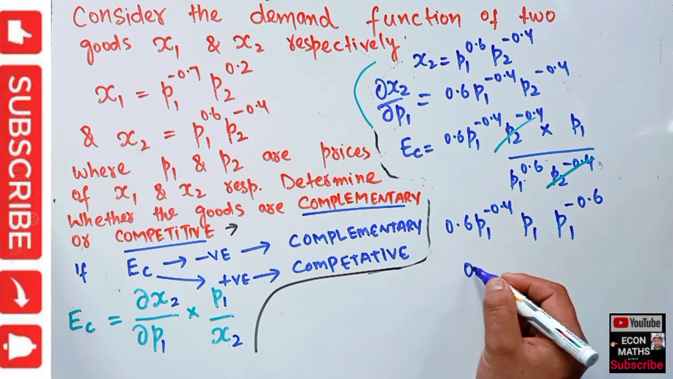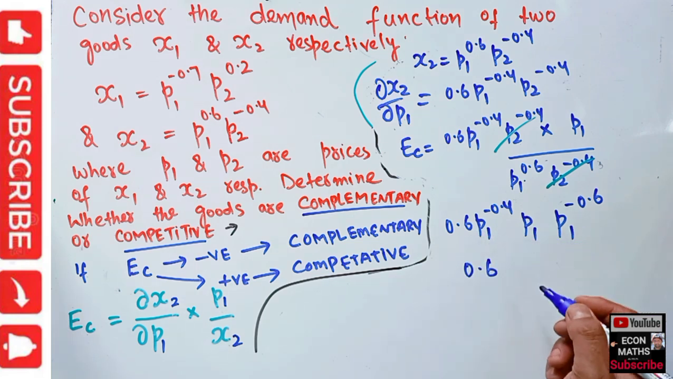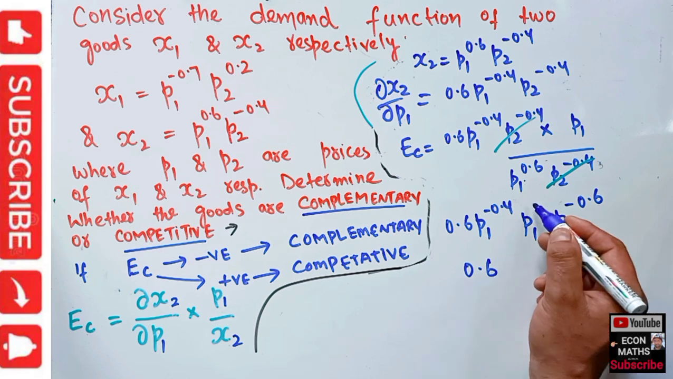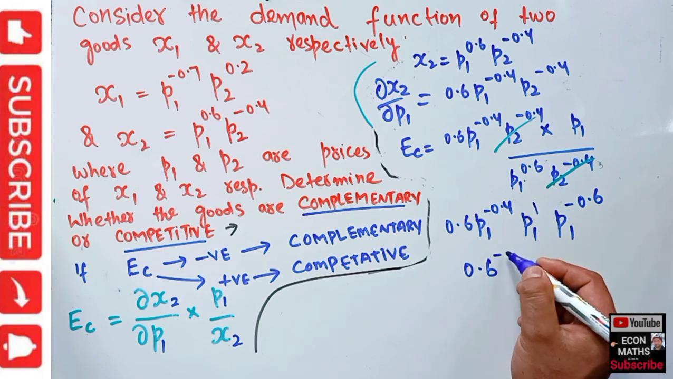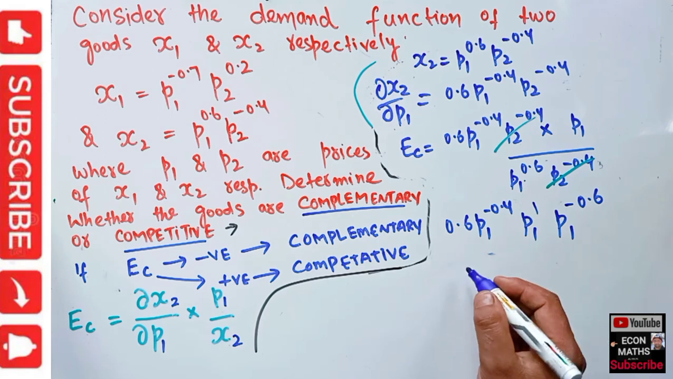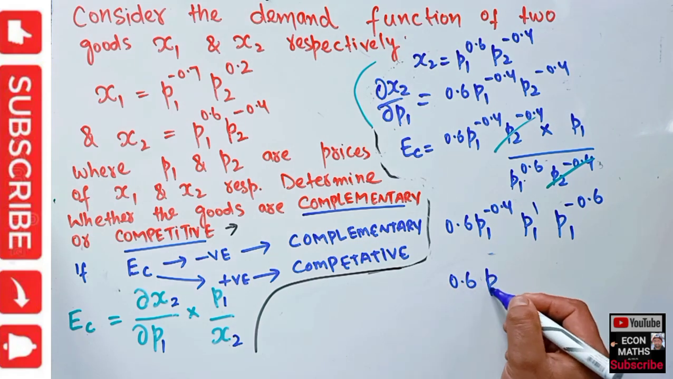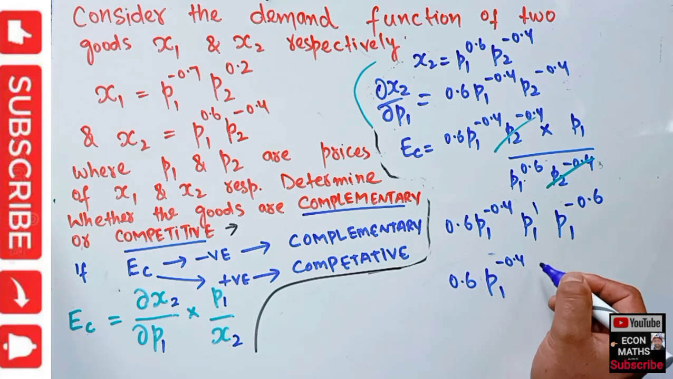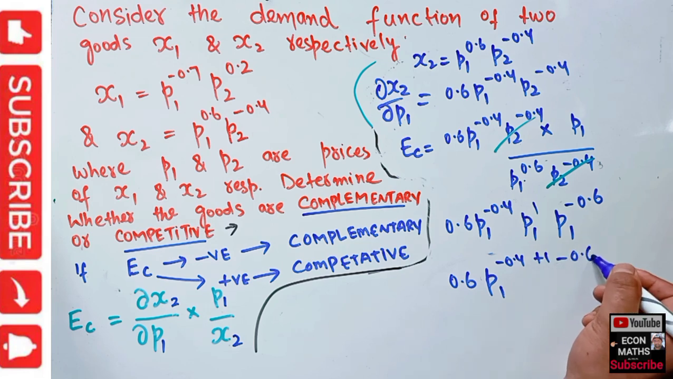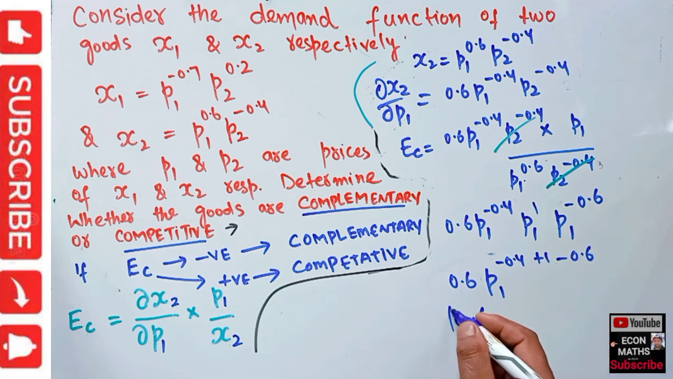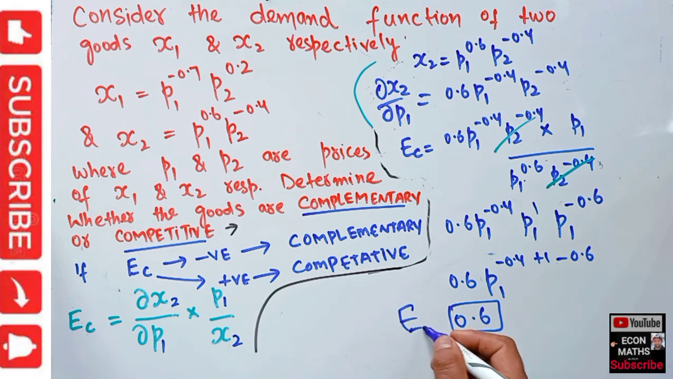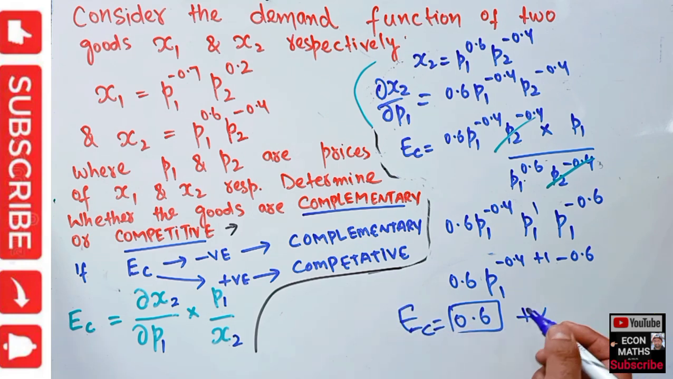So this comes out to be 0.6. Bases are the same, so we can add up the exponents. We have 0.6 p1 raised to the power minus 0.4 plus 1 minus 0.6, so we get 0.6 again. So again the cross price elasticity comes out to be positive. We say the two goods are competitive. I hope I made myself clear in this video. Thank you.